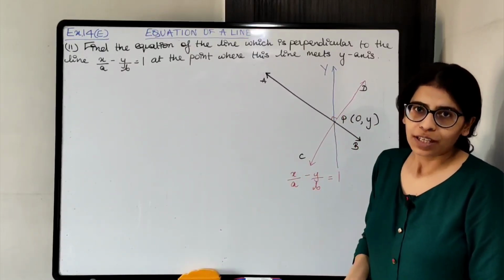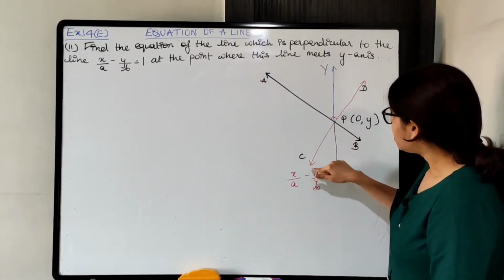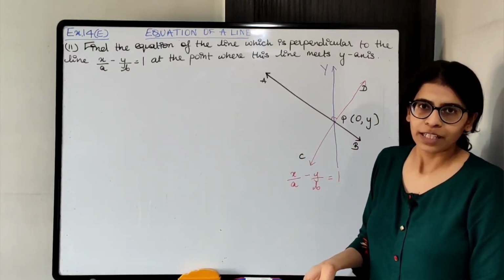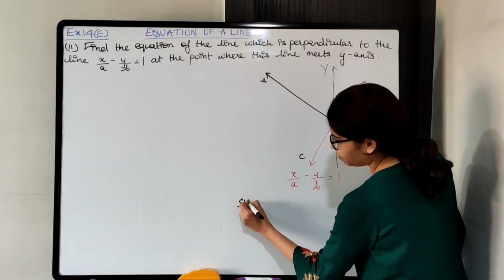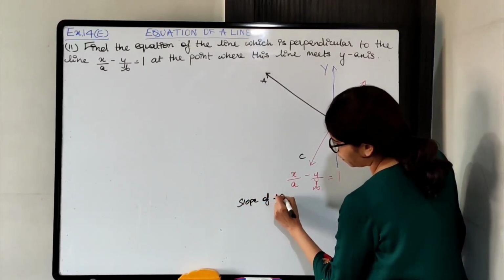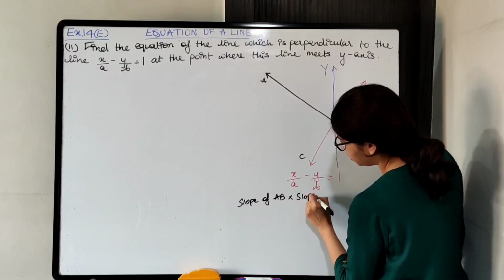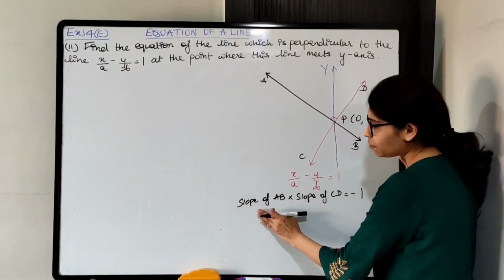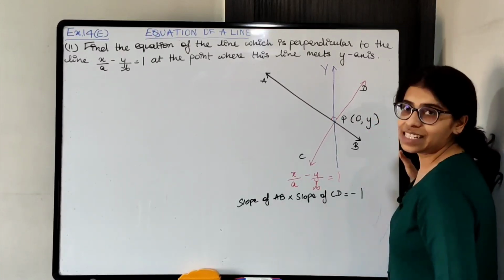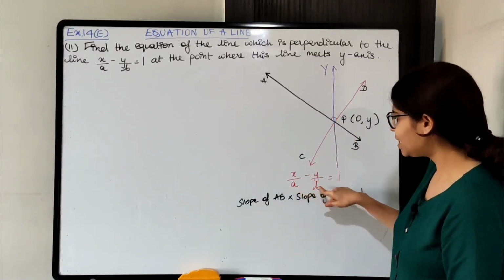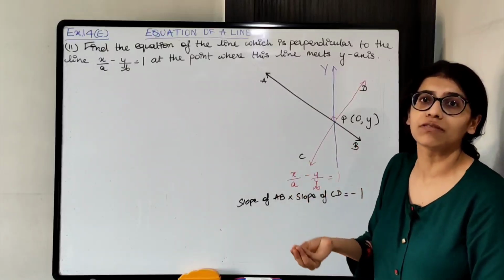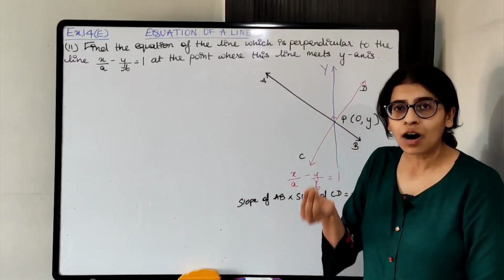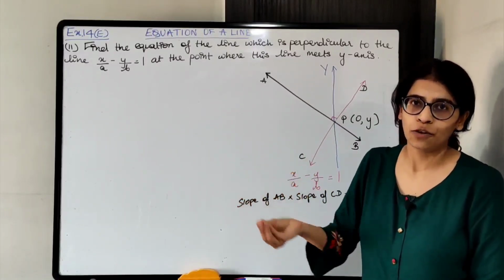I need the slope of AB. We know AB is perpendicular to CD, so the product of the slopes will be equal to -1. So slope of AB into slope of CD is equal to -1. I can find the slope of AB from the slope of CD. I will easily get the slope of CD because I have the equation. So from the equation I'll easily get the slope. How? By bringing it in standard form.